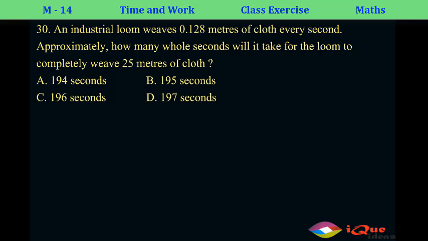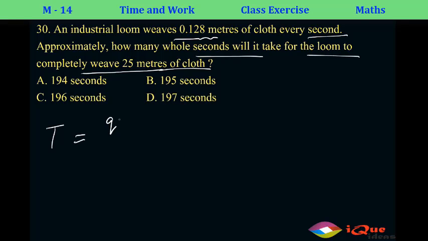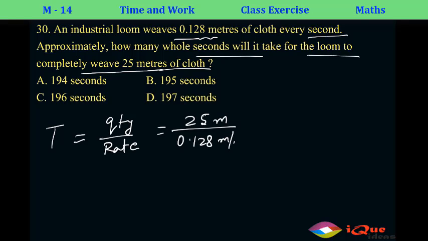Now this question says an industrial loom weaves 0.128 meters of cloth every second. Approximately how many whole seconds will it take for the loom to completely weave 25 meters of cloth? Alright, so the time taken would be equal to the total quantity divided by the rate. Here the total quantity is 25 meters divided by the rate, which is given as 0.128 meter per second. So it is equal to 25 divided by 0.128.